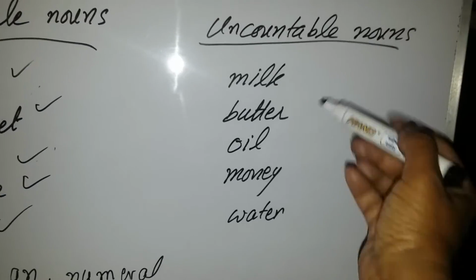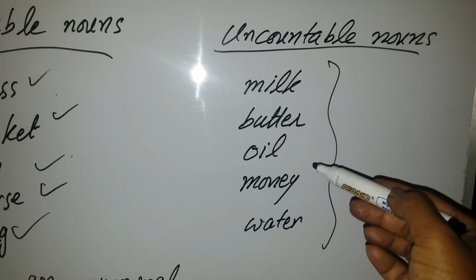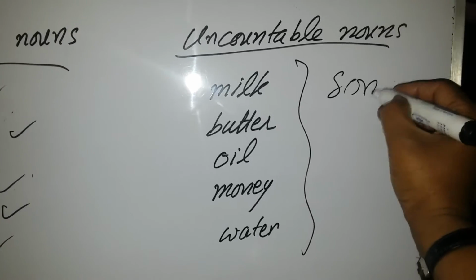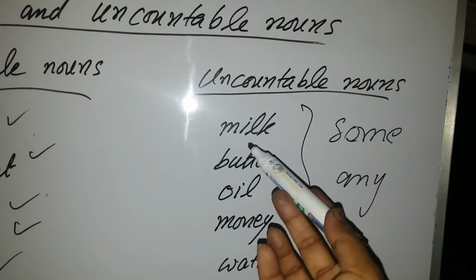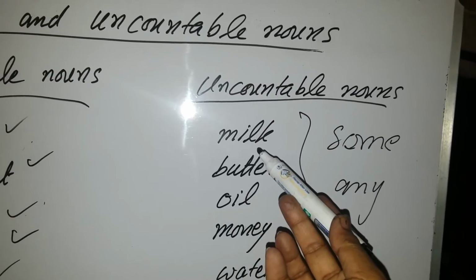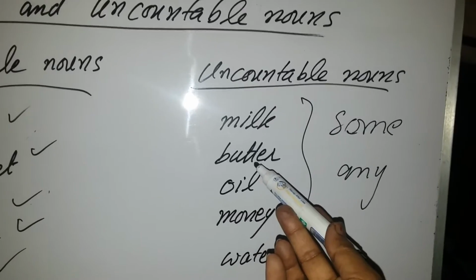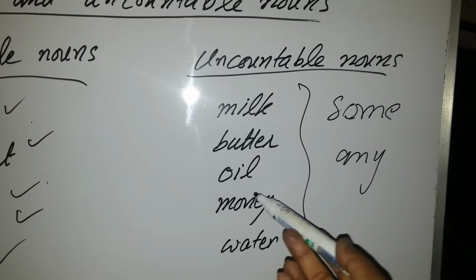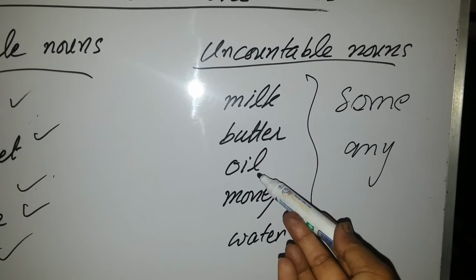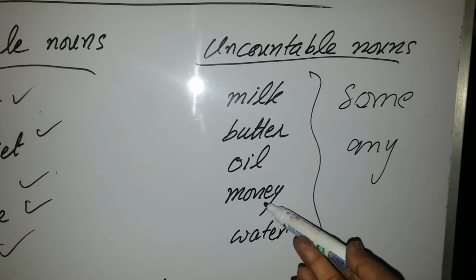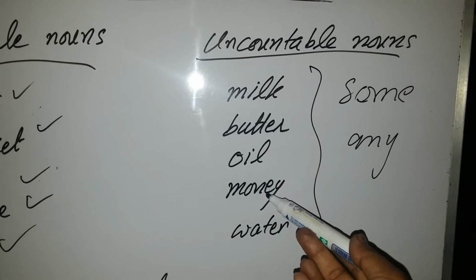But with all these uncountable nouns, you can never use a or an. You can use some or any. For example, is there any milk in the glass? There is some milk in the glass. Is there any butter in the packet? There is some butter in the packet. Is there any oil in the tin? There is some oil in the tin. Is there any money in the purse? Yes, there is some money in the purse.